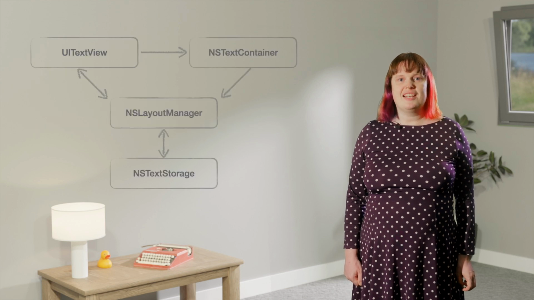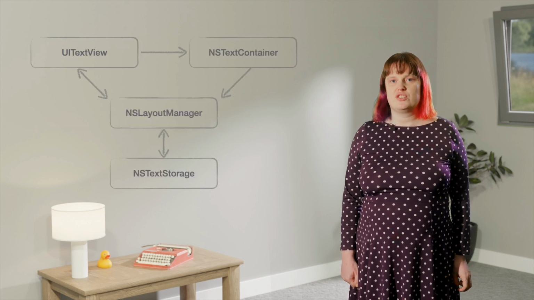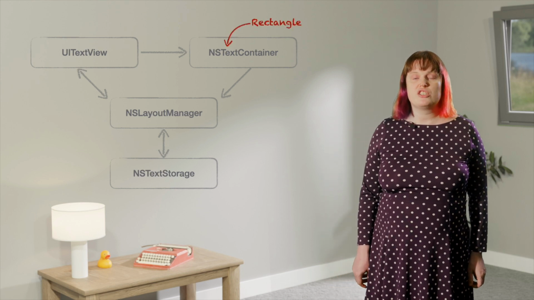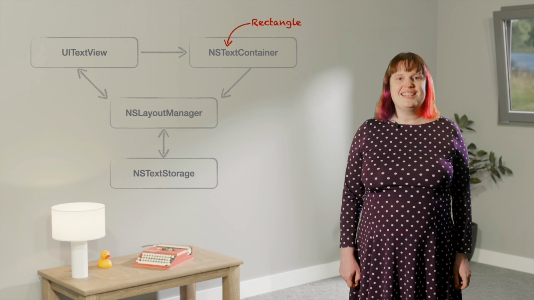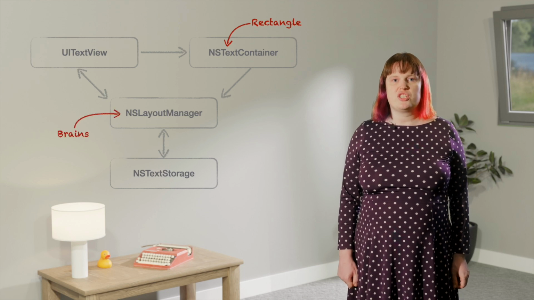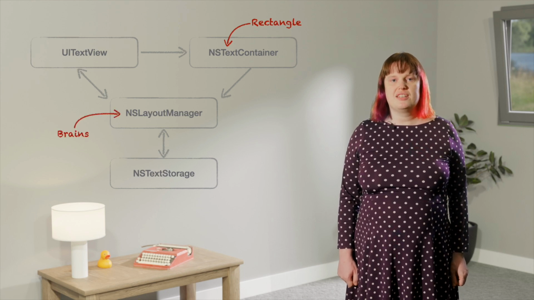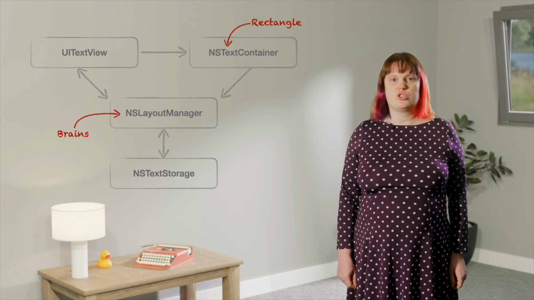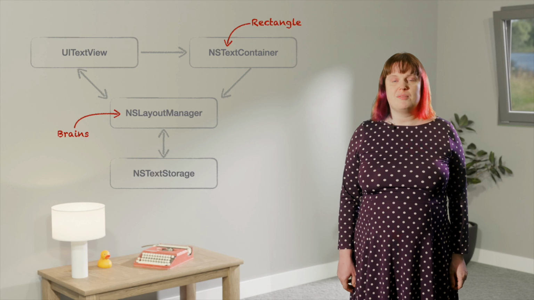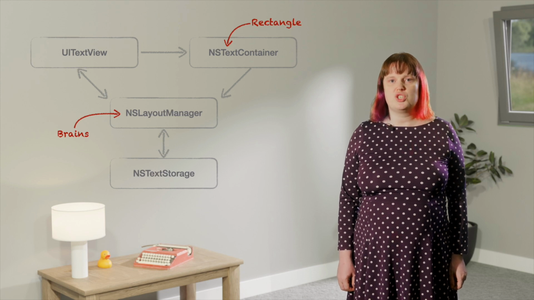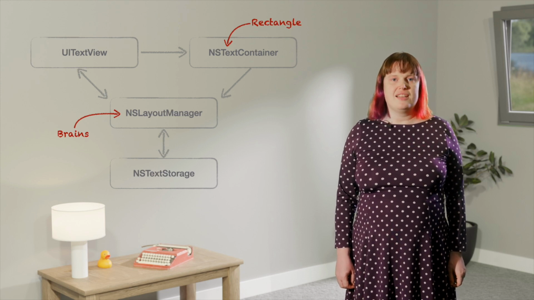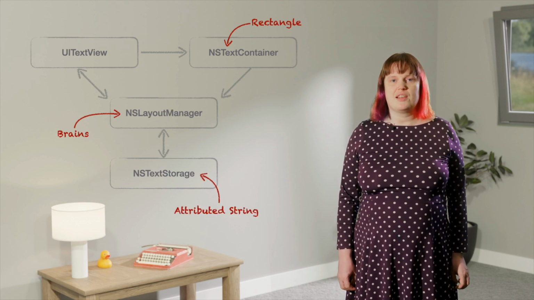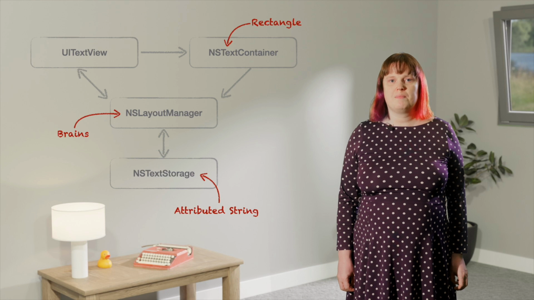TextKit has three main classes that work together to provide text rendering. The NSTextContainer represents a region in which to draw text. The NSLayoutManager is the brains of the operation, taking some text content, laying it out into lines and paragraphs, calculating which glyphs to draw, and caching everything to minimize the number of calculations in the future. And finally, there's NSTextStorage, the data model that contains the rich text that the layout manager will be drawing.